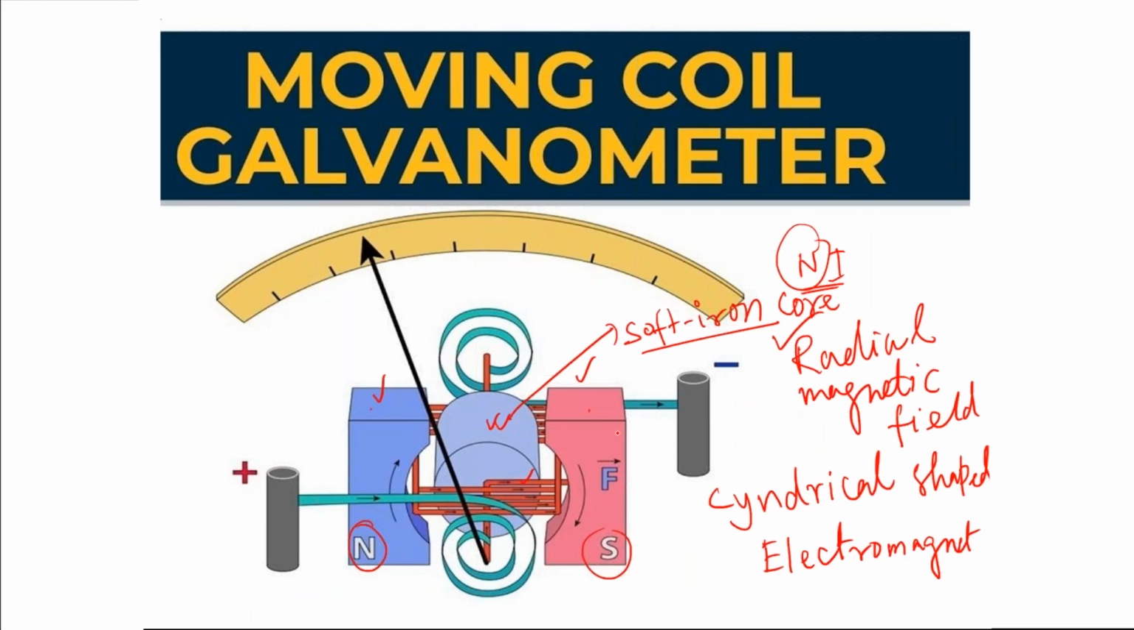Okay, nothing was there inside this. But now what we have done, we have taken a core, and this core is also of cylindrical shape. This is a soft iron core. What does this do? Actually, this makes the magnetic field created by this electromagnet further uniform, further radial. That means it will make it perpendicular to this cylindrical surface.